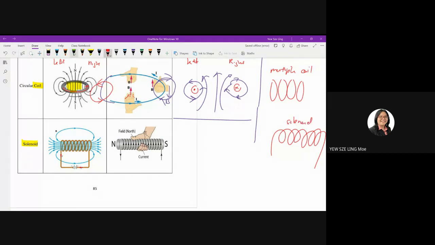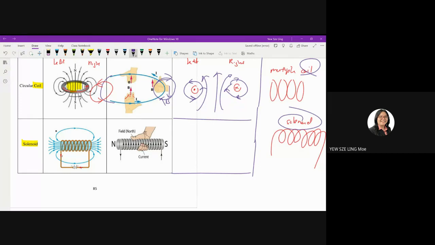Because some of the questions you are given maybe 100 turns of a coil. Some questions they give you 100 turns solenoid. So what is the difference between them? You need to know. Coil and solenoid, they are two different things. When it comes to equations, you have to be extra careful. Make sure you choose the right equation. Because coils have their own equations, and solenoids have their own equations as well.